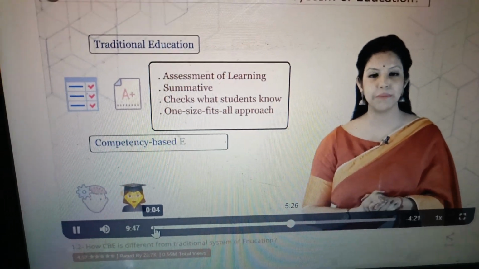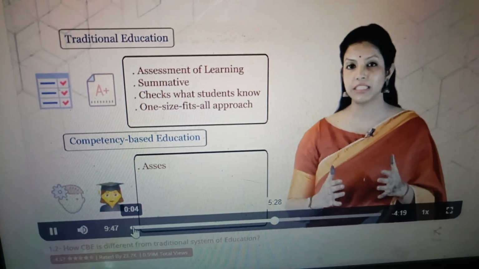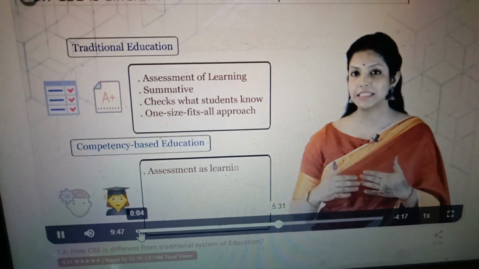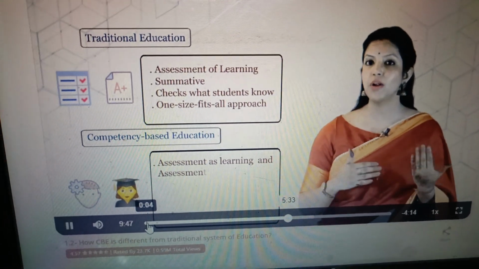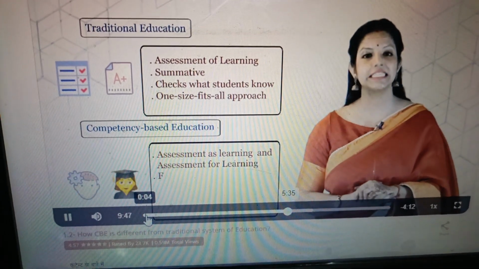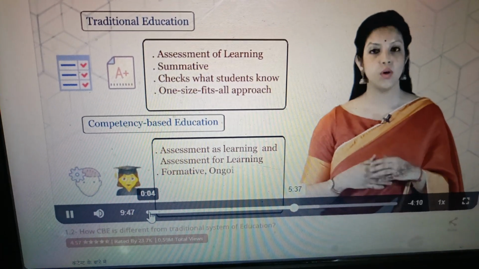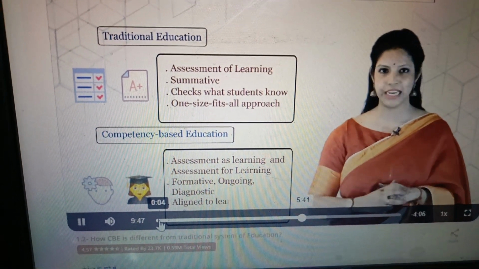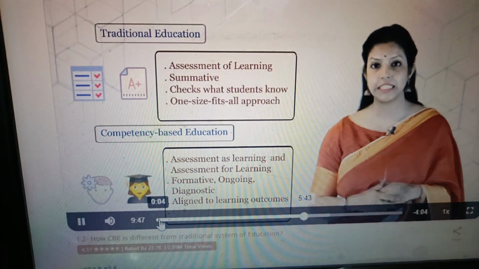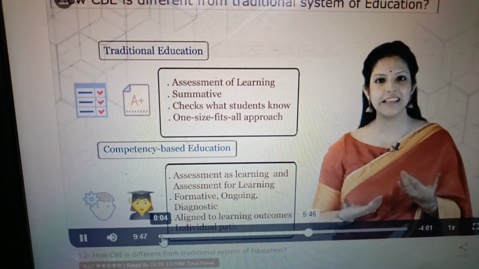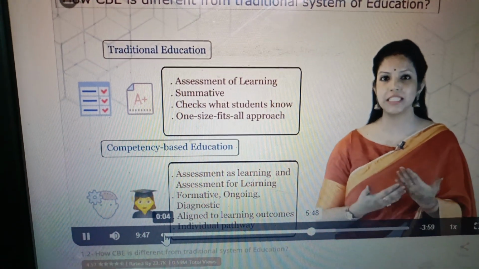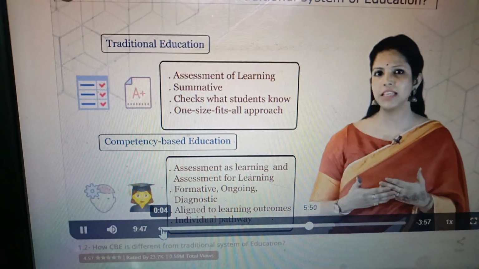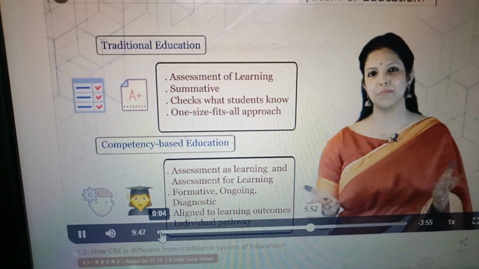In a competency-based system, assessment focuses on assessment as learning and assessment for learning. The assessment is formative, ongoing, diagnostic, and aligned to learning outcomes. It demonstrates the transfer of knowledge and skills. It is aligned to a student's learning pathway rather than the one-size-fits-all approach.